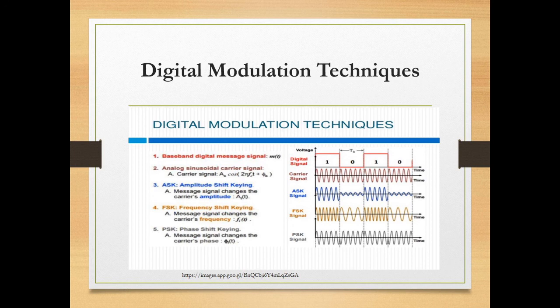In FSK, we can see the change in frequencies. So the ones are represented using high frequency waves and zeros are represented using low frequency waves. And in phase shift keying, we can see there is a change in the degree, a shift in the phase when it changes from 1 to 0 and 0 to 1. This is how digital modulation is done.